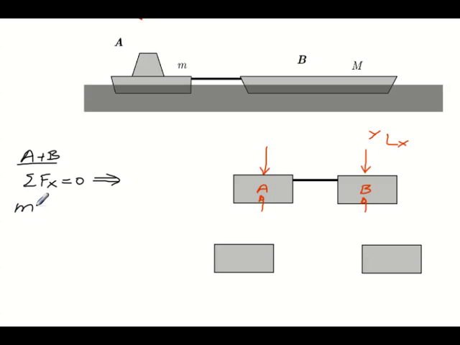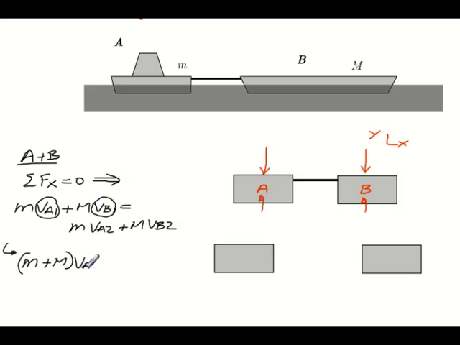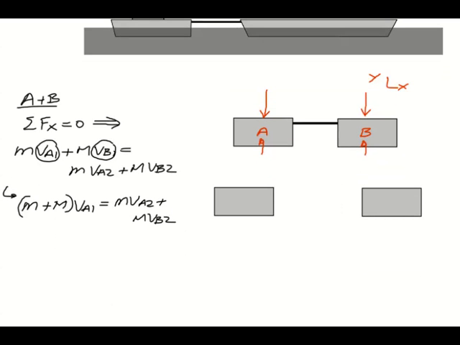So we have the mass of the tug, m, VA1, plus the mass of the barge, big M, VB1, is always going to be equal to m VA2 plus big M VB2. And it says at the beginning these two are moving with the same speed. So this becomes m plus M times this known initial speed VA1 is equal to m VA2 plus M VB2. So that is what's coming from our conservation of linear momentum for A and B together. And it's conserved because there's no net force acting on A and B together in the X direction.